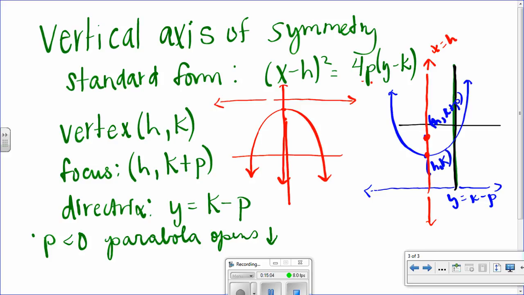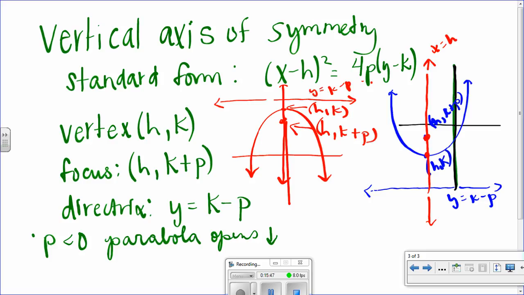There's a vertical axis of symmetry. That's (h, k). This would be (h, k plus p). But remember, p is negative, so that's why it ended up going down. And this would be y equals k minus p. Why is it minus and it went up? What happens when you subtract a negative? You get a bigger number. So that's what it looks like upside down. That's a vertical axis of symmetry.